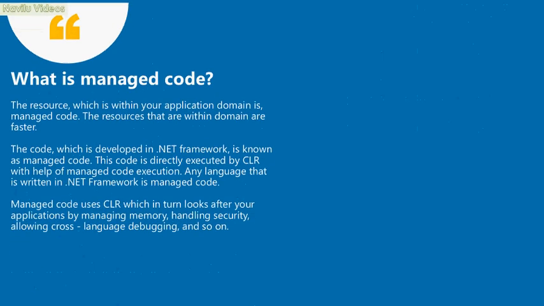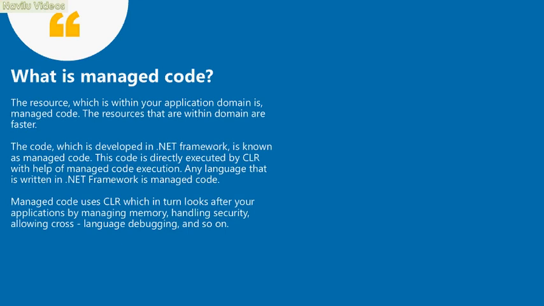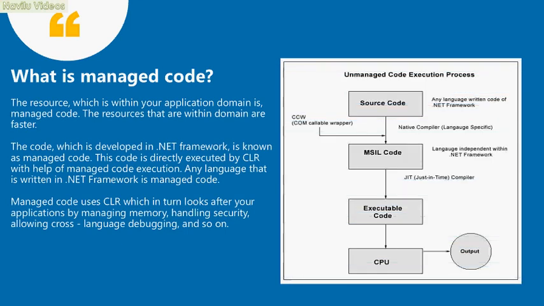What is managed code? The resource which is within your application domain is managed code. The resources that are within the domain are faster. The code which is developed in .NET Framework is known as managed code. This code is directly executed by CLR with the help of managed code execution. Any language that is written in .NET Framework is managed code. Managed code uses CLR, which in turn looks after your applications by managing memory, handling security, allowing cross-language debugging, and so on.